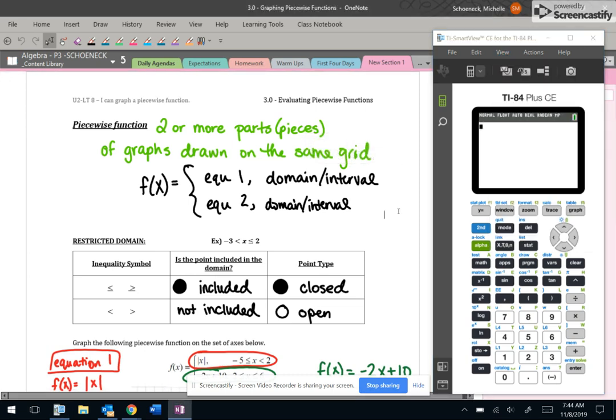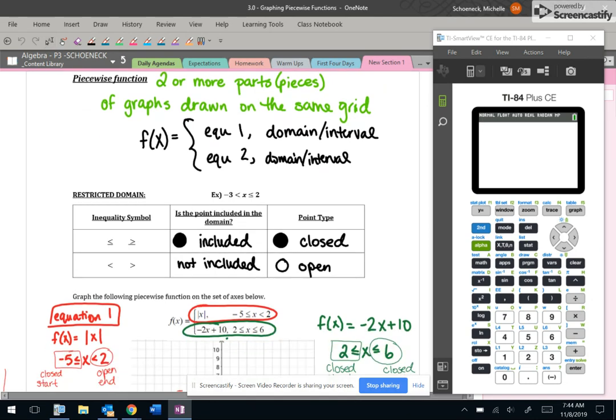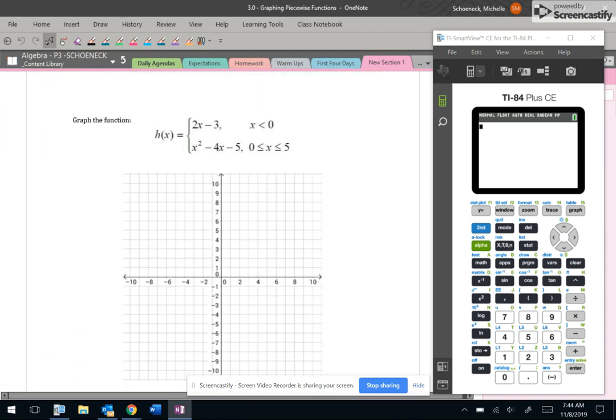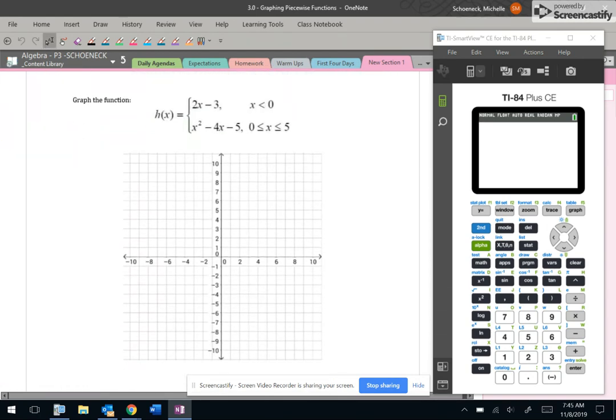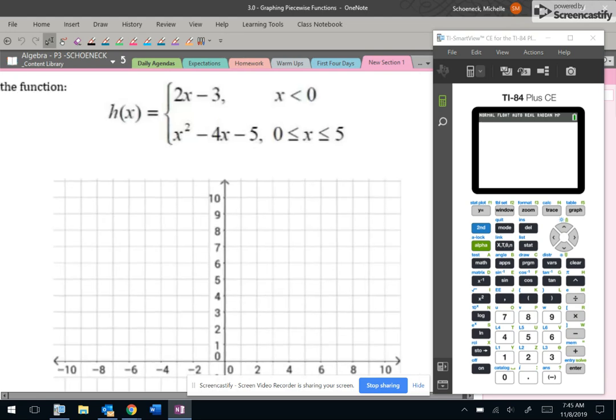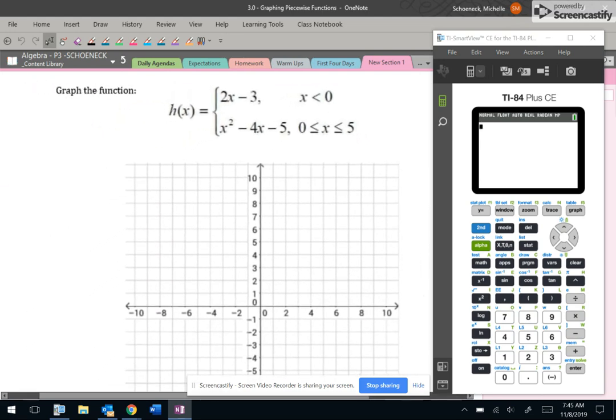All right, guys, we're going to continue on with piecewise functions. This is Unit 2, Learning Target 8. Remember, a piecewise function is parts or pieces of two or more functions on one grid. So we're going to scroll down to our last example. And we have h of x equals, and then it's split into two functions.